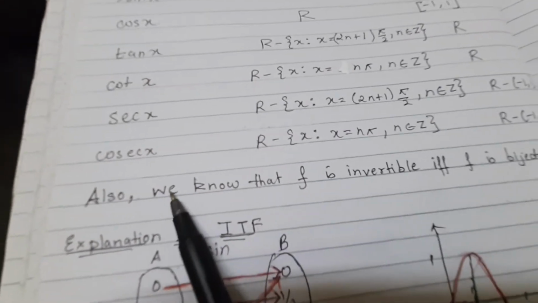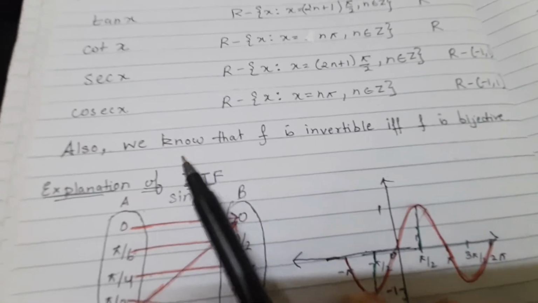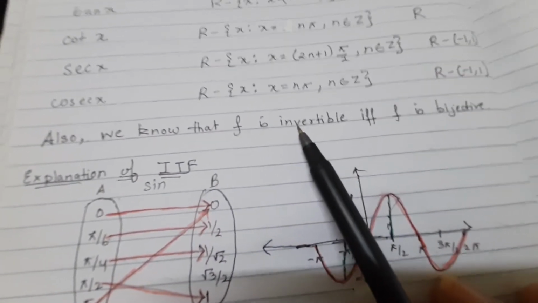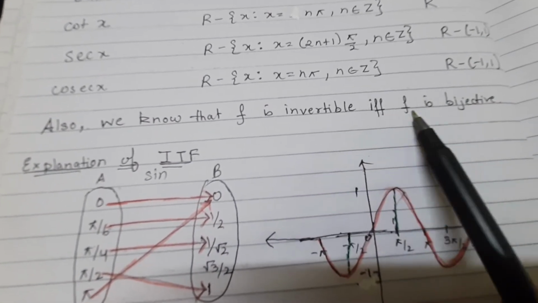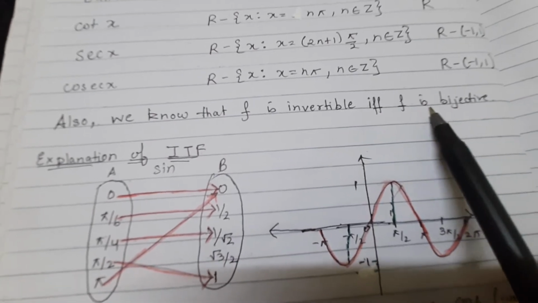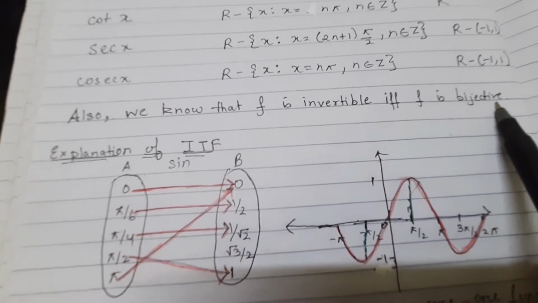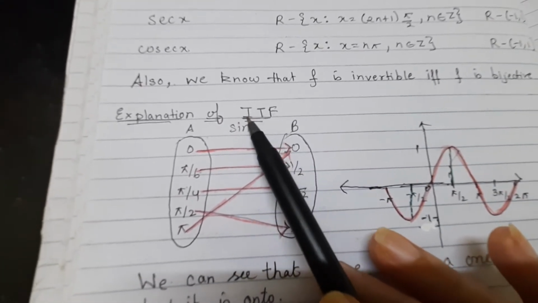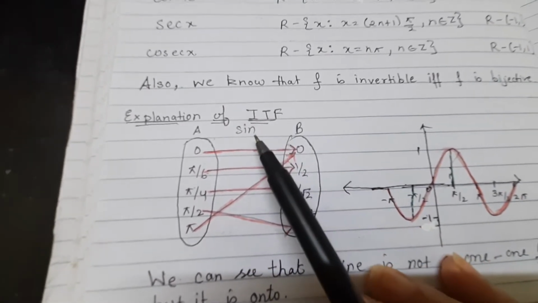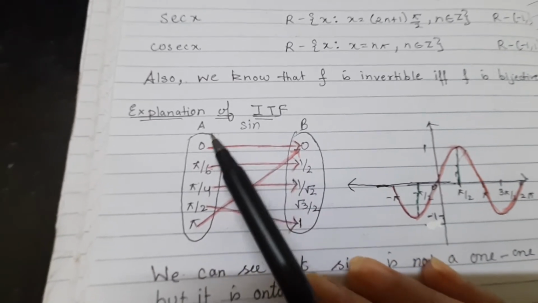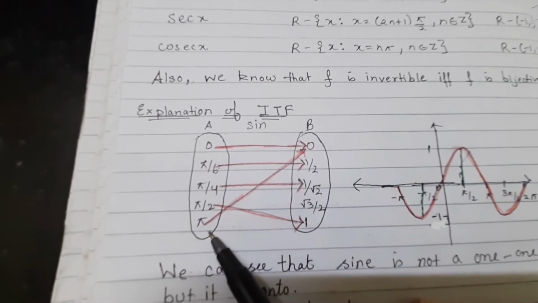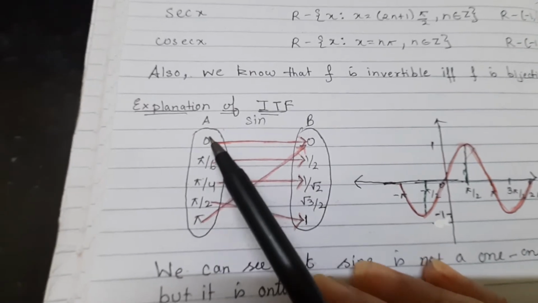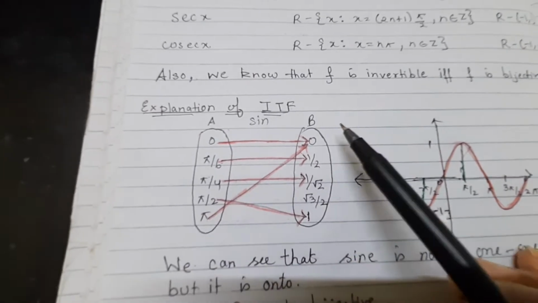Also, we learnt in our previous class that a function f is invertible if and only if f is bijective. F is bijective means f is 1-1 and onto. So let us see. ITF is the short form of inverse trigonometric function. Let us see the sine function. These are a few values I have taken. It can take any value in R, but I have taken a few values here.